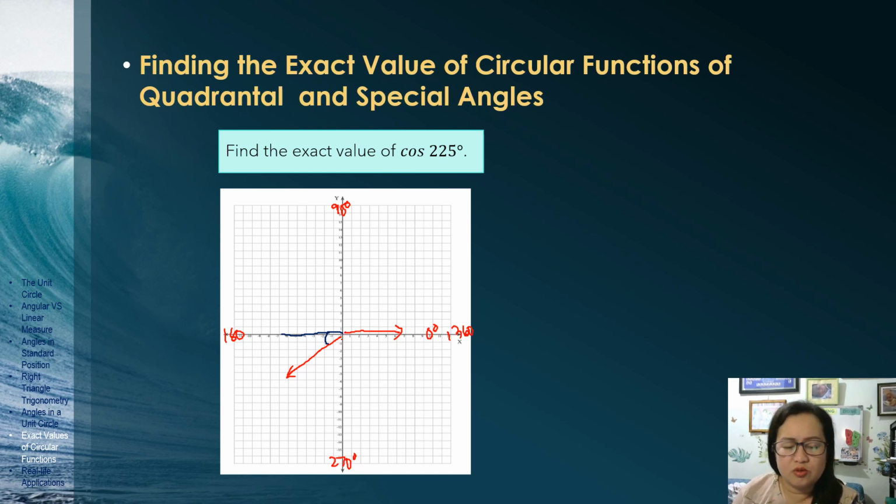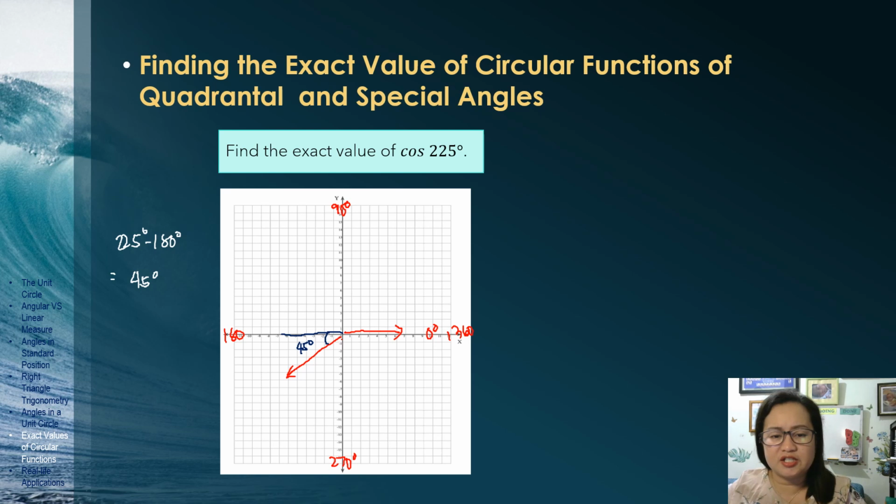What's the measure of this angle? We will subtract 225 minus 180. That will give you 45 degrees. So that means our reference angle is 45 degrees.